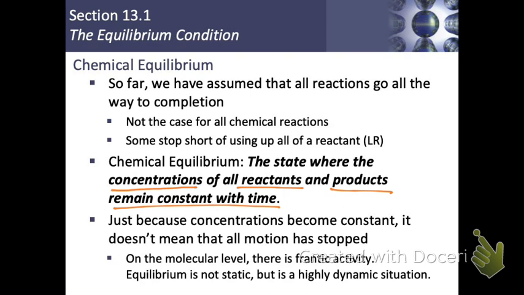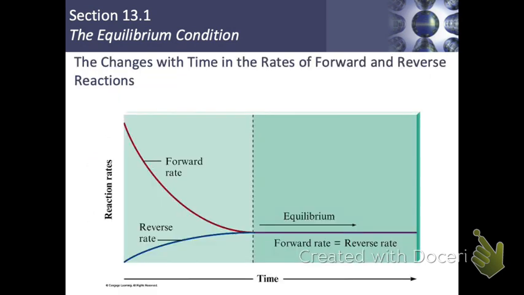Okay, so your book describes it this way. It says, on the molecular level, there is frantic activity, right? That's what your book calls it, frantic activity. And that means we still see molecules colliding and rearranging and bonding. But on the big picture level, right, it looks like nothing is happening because our concentrations aren't changing. But in all reality, they still are. Right? It's still moving forward and backward. Okay? All right.